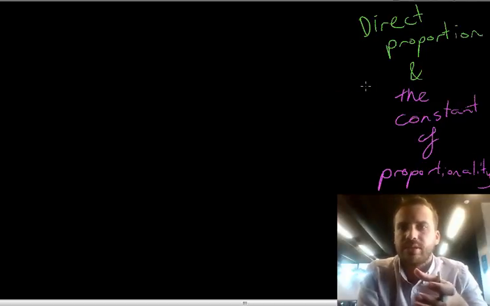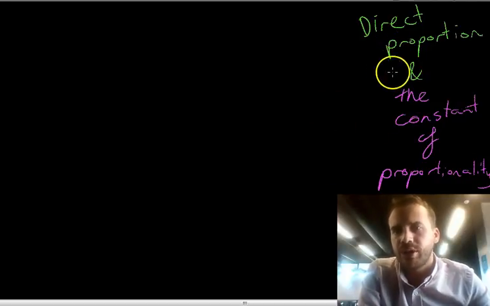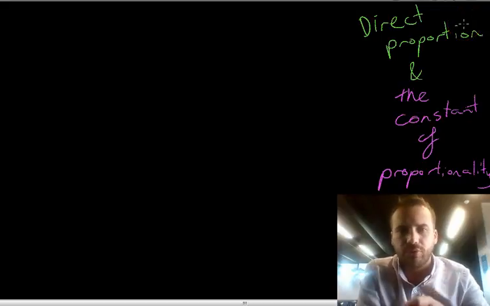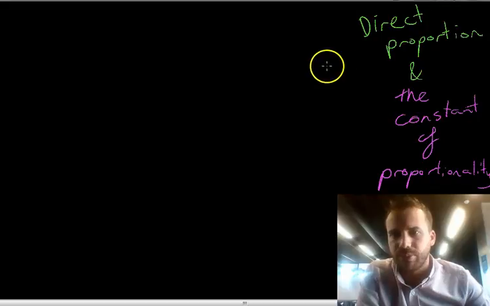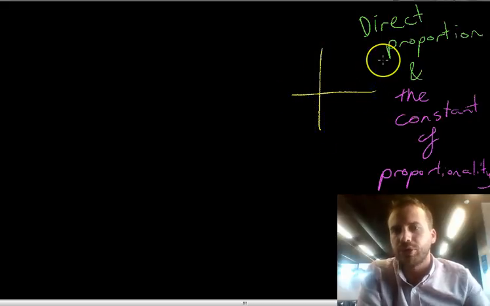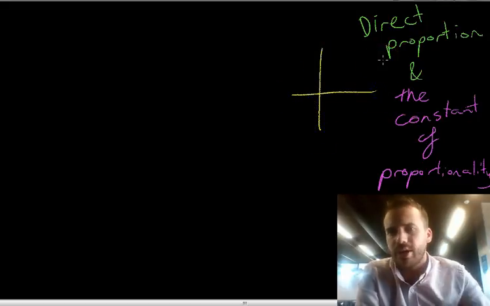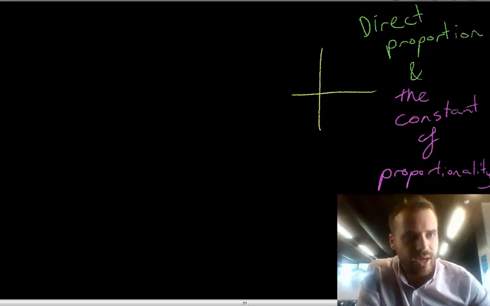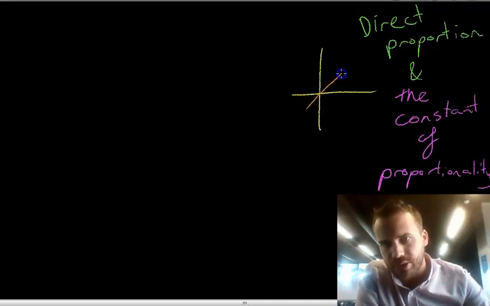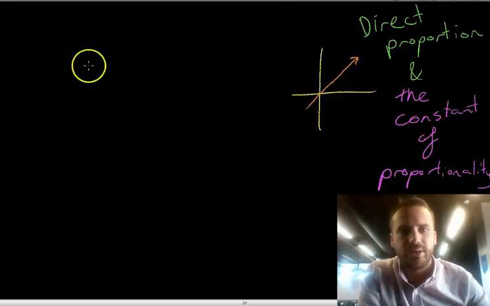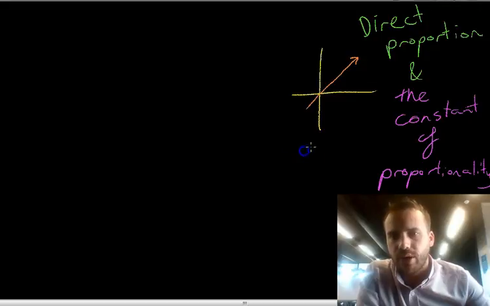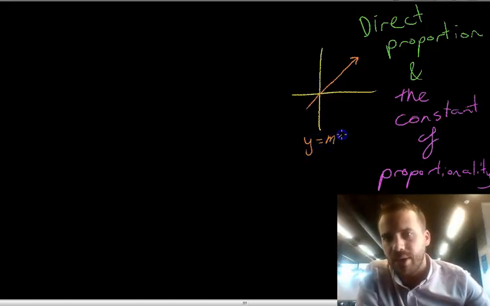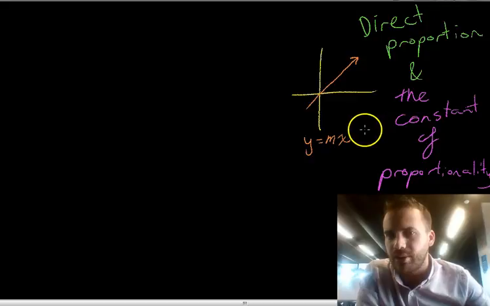Okay, so a couple of things in this video. We're going to look at direct proportion, and we're going to look at something called the constant of proportionality. Now, first of all, we've already covered direct proportion. You'll remember that direct proportion is a proportion between y and x so that our graph passes through the origin. It'll take the form y equals mx because the y-intercept is 0, so there's no c here.